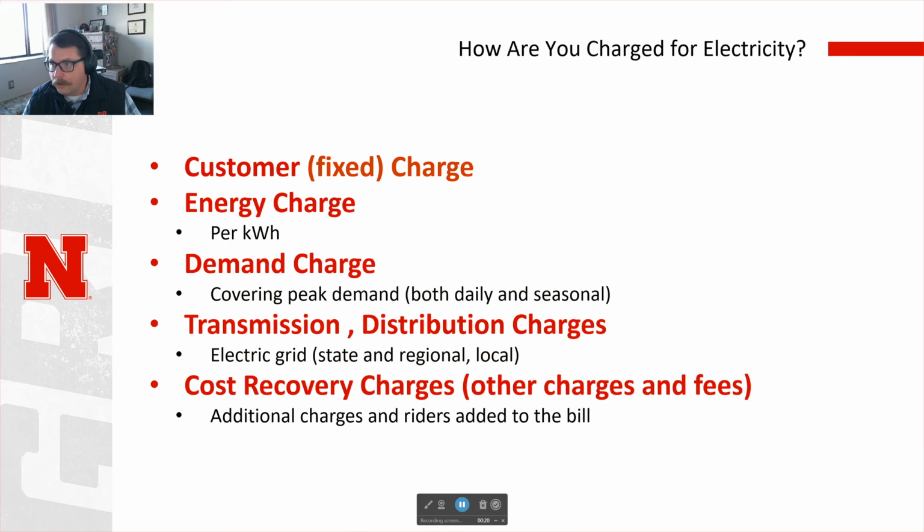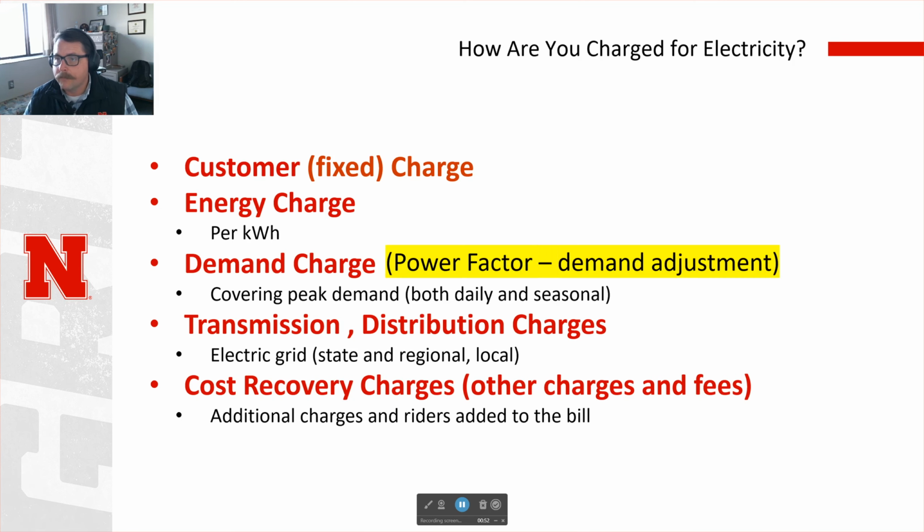First of all, let's chat about how you are charged for electricity. You are usually charged a customer charge or a base fee every month, a per kilowatt hour energy charge, a demand charge based on your peak use, and then transmission and distribution charges and some other charges and fees. Transmission and distribution charges are generally, in Nebraska, integrated into the energy charge, so they're not on an electric bill, but they are trying to recover enough dollars to cover the transmission and distribution infrastructure.